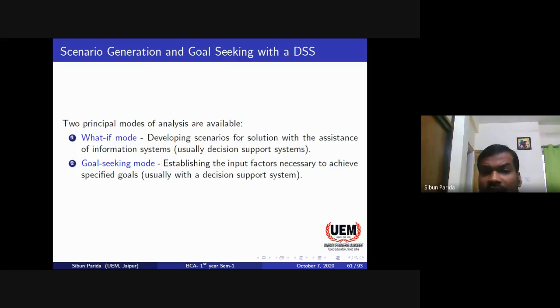So goal seeking mode: establishing the input factors necessary to achieve specified goals. Goal seeking mode means, as I discussed, decision support is always a specific model. So specific goals need to be addressed. It's not that whatever goal you are deciding for this project will be the same for the next ones. Like you are reading this subject for appearing in this semester. It is not necessary this subject will help you in the next semester also. So this is not specific. Specific is when you require that to be used. So goal seeking mode: establishing the input factors necessary to achieve specific goals.